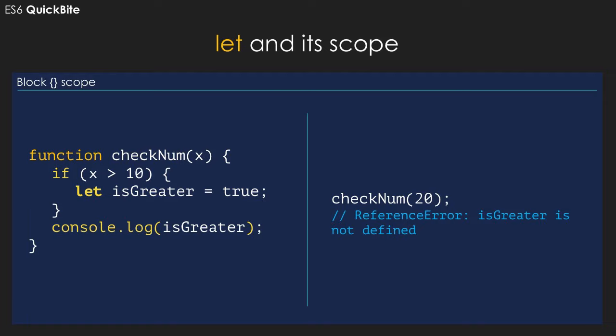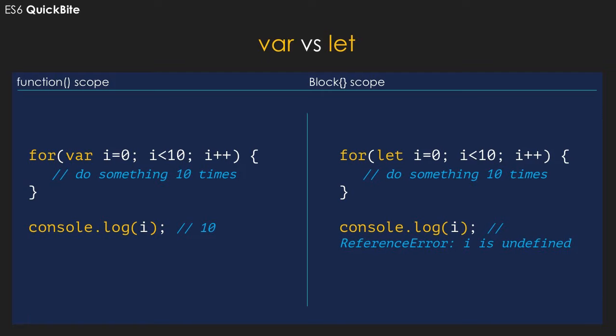Another example is a for loop. When using the var keyword to declare the loop initializer, you can see that the final value of the initializer is available outside of the for loop as well. If let is used instead, then the initializer variable is not available outside of the loop. Alright, time to get back to our app.